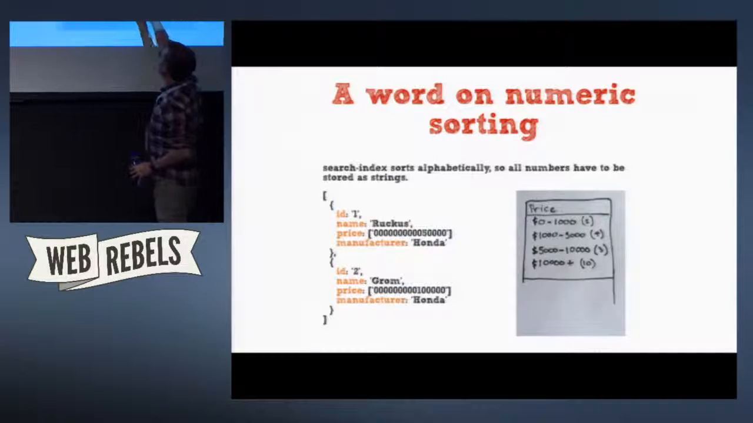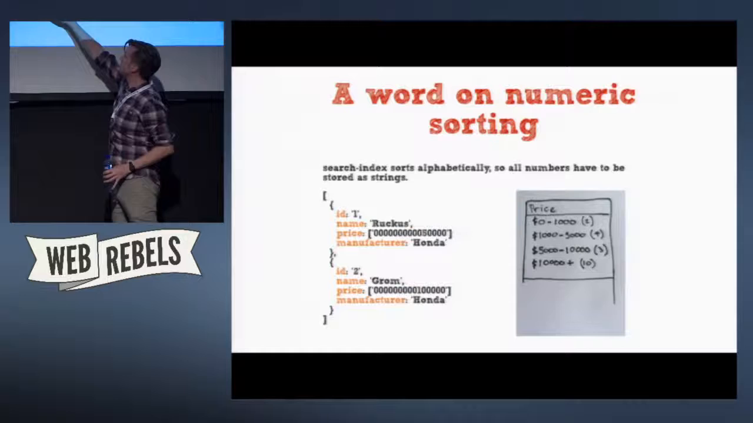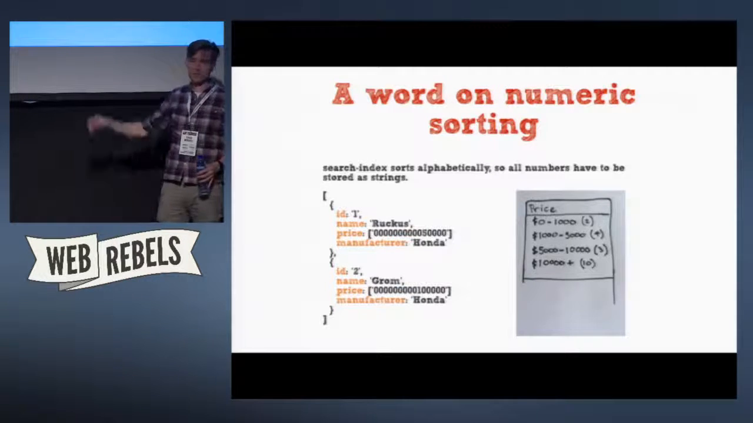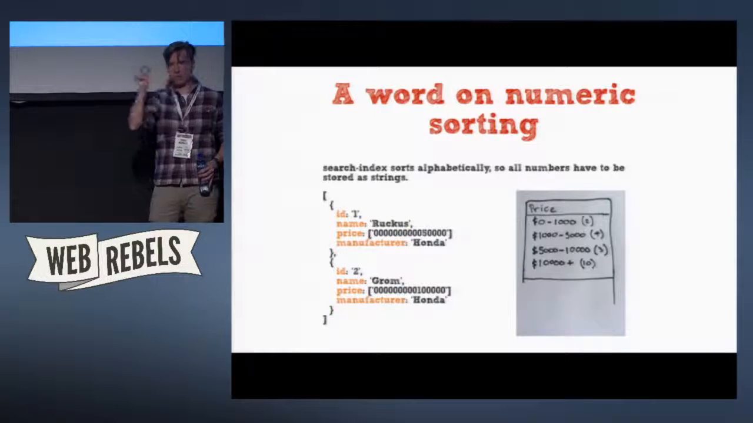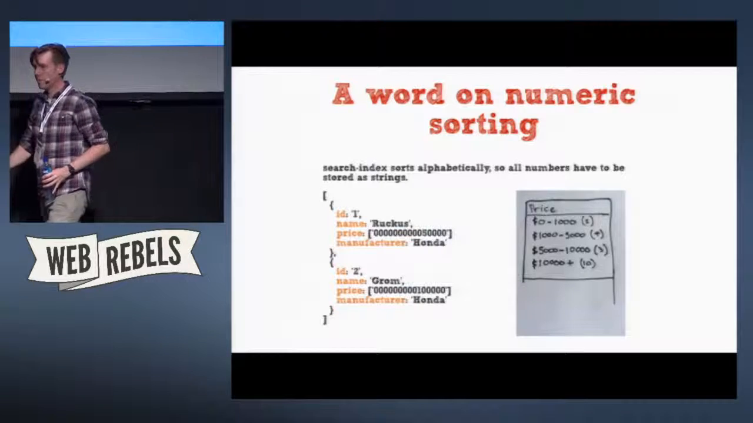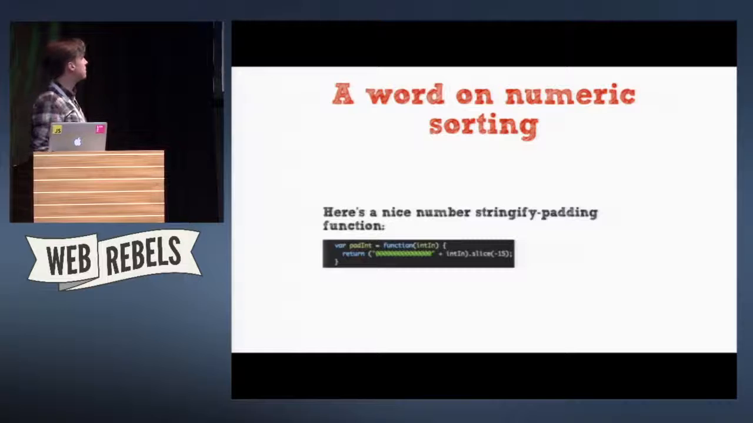So if you want to do stuff like this, like have number ranges and then sort the number ranges, you actually have to express your numbers as strings. You have to pad out your numbers, so that when you sort them alphabetically, they will be sorted numerically. So you have to put all the zeros before the number. And here's a nice little function for doing that.